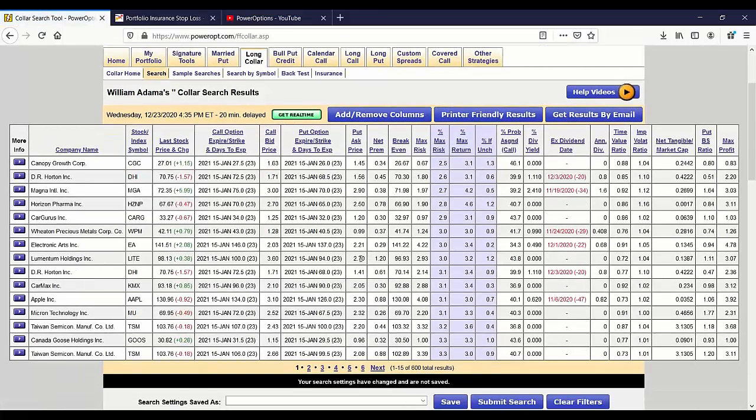Okay, so let's submit that just with that change. Okay, this one's not bad at all. Not saying this is a good stock because I'm not looking at the stock chart or doing any analysis here. But the first one that comes up is a stock trading at 27.01. We could sell the just at the money January 27.5 strike for $1.63.